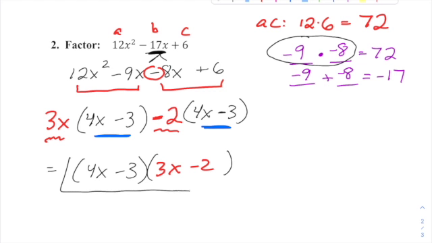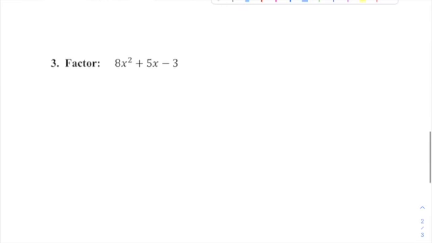And there we go. Check it out. If you like, check by foiling it out. You should get exactly what you started with. Okay, one more example here. If you want to see if you've got it down, you could pause it and see if you can do the problem and then check. Or just watch another example.